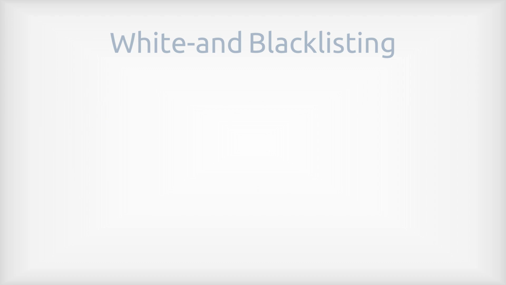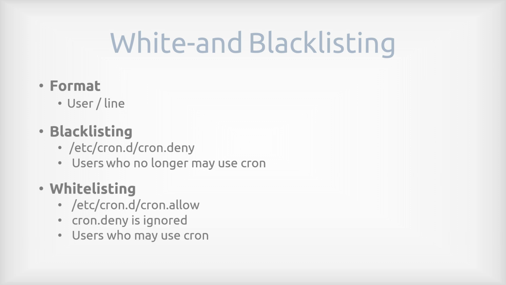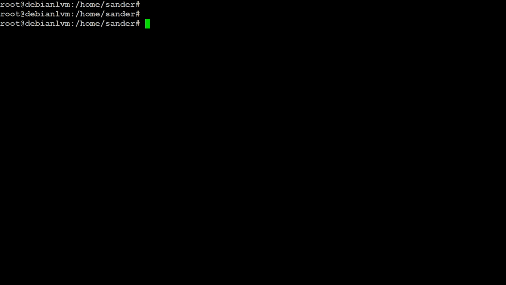Whitelisting and blacklisting. The format is just a user per line. Blacklisting: if you create a cron.deny file, any user in that file will no longer be able to use cron. Yet if you use whitelisting, the cron.deny file will be ignored and only users within the cron.allow file may use it.